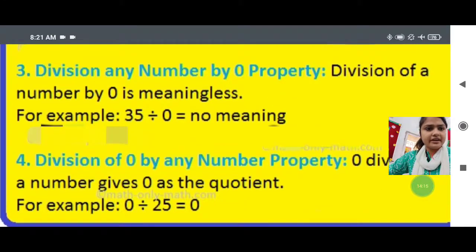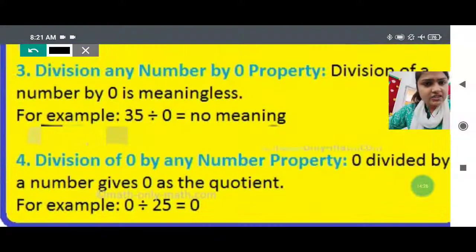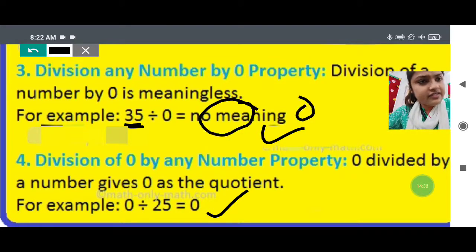The last property, my dear, which you can see, division of 0 by any number property. 0 divided by a number gives 0 as the quotient. It is the same idea, this and the previous property are similar. It is written here, the number is written first and then that number we are dividing with 0. It is written meaningless, or we can write 0 here. Or when we are dividing 0 with any number, then also we will get 0. Although both are the same, it is only written in a different way.